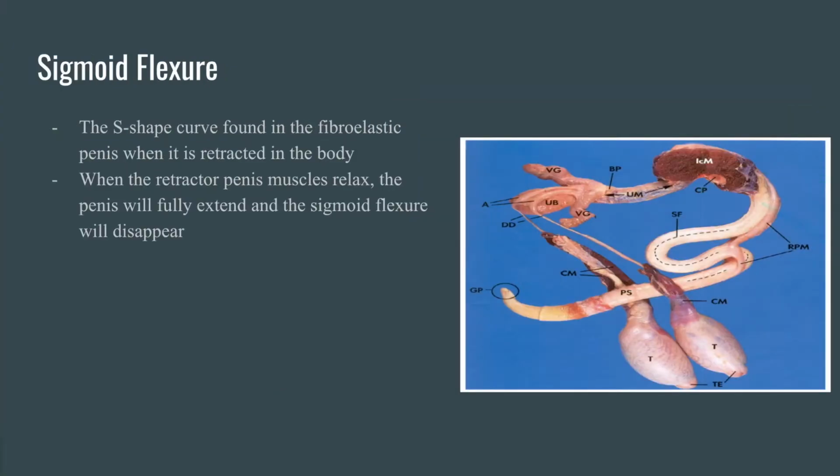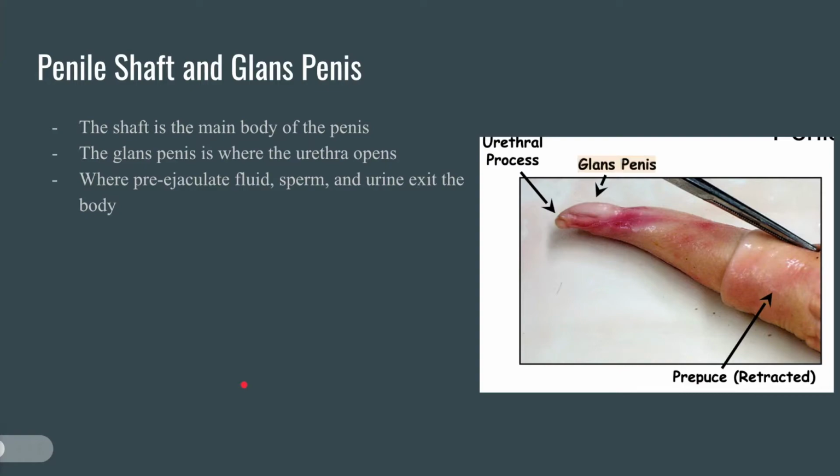The sigmoid flexure is the S-shaped curve found in the fibroelastic penis when it is retracted into the body. When the retractor penis muscles relax, the penis will fully extend and the sigmoid flexure will disappear. The shaft is the main body of the penis. The glans penis is where the urethra opens, and it is where pre-ejaculate fluid, sperm, and urine exit the body.